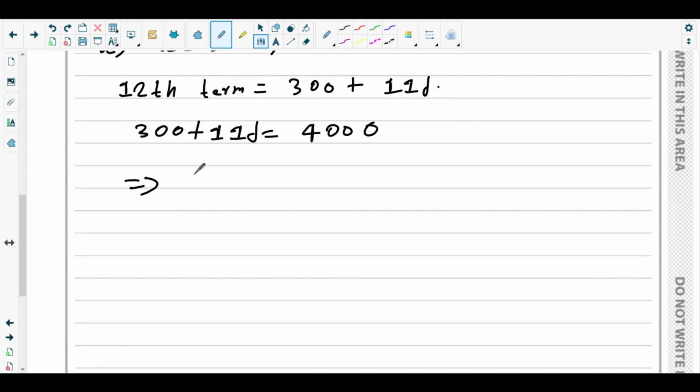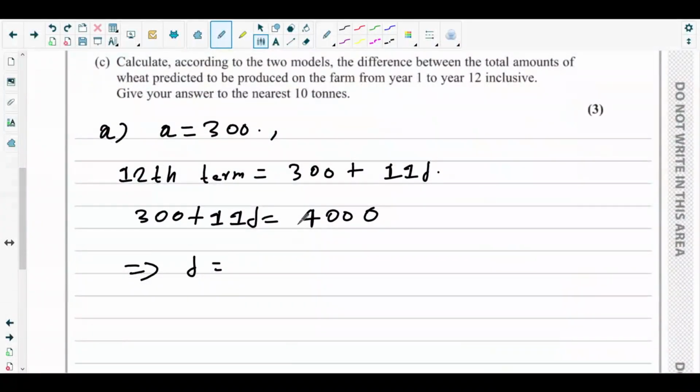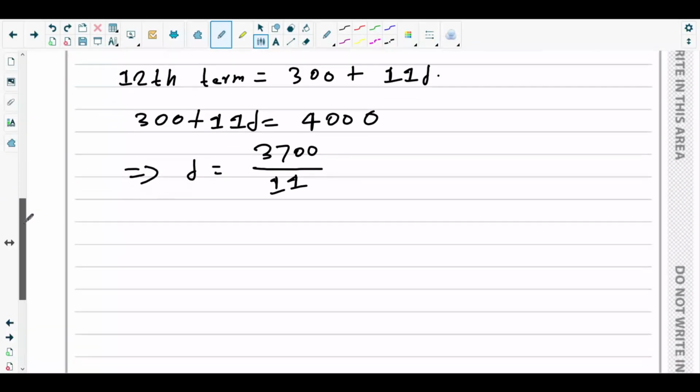So the value for d would be 4,000 minus 300 over 11. This is 3,700 over 11. This is the common difference. So we need the amount of wheat produced in the 4th year, right? The 4th year will be the 4th term.